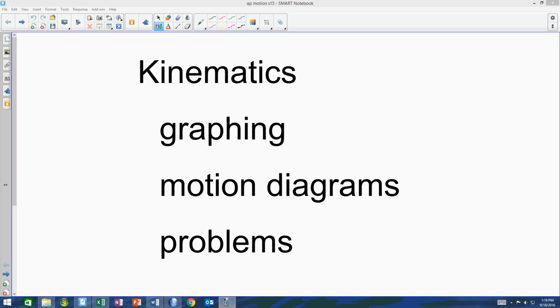Okay, in this video we're going to talk about kinematics in terms of graphing. So we're going to learn how to draw a position time graph, a velocity time graph, and an acceleration time graph. We're also going to learn about what those graphs mean. We're then going to talk about motion diagrams, and then we're going to go into problem solving with more difficult problems than what we've seen before.